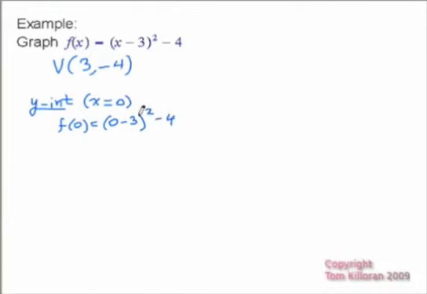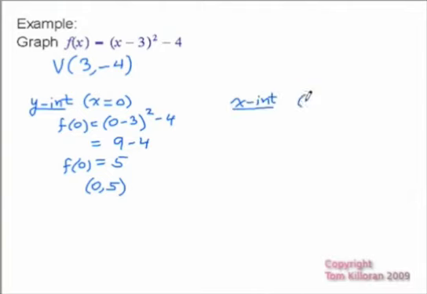A lot of people, when they do this, they forget the square and make a mess of things, so be careful with that. This becomes (-3) squared, and (-3) squared, by the way, is 9, minus 4, and we get this value of 5. So we know for sure that f(0) is equal to 5, which also is the y-intercept, (0, 5).